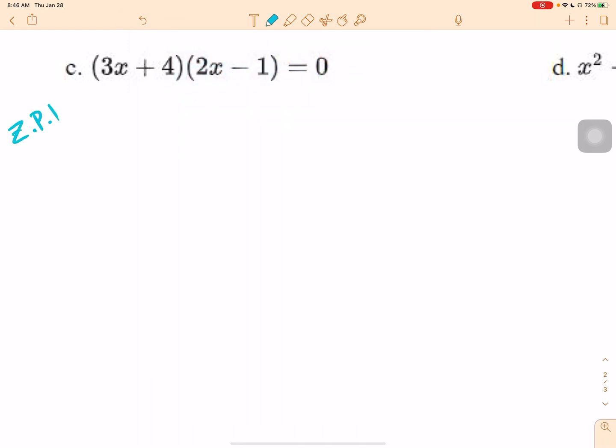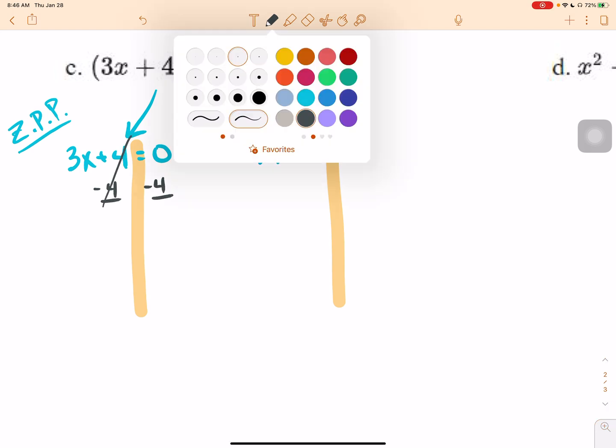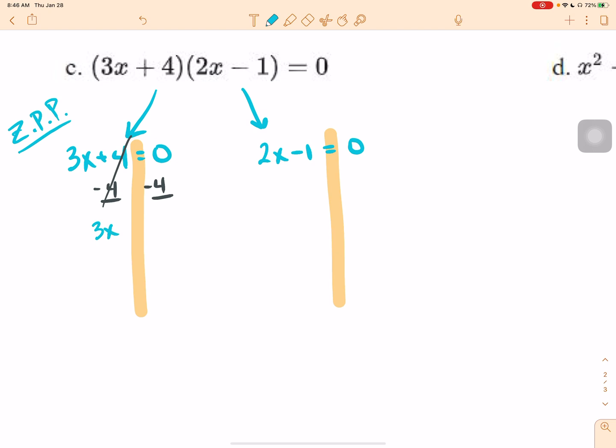Zero product property. You don't have to factor anything. You just have to split them up because they're already in their factored form. So we just set each one equal to 0, and now we can just solve for x. Okay. So here, my first step, I'm going to subtract 4 from both sides. And I have 3x equals negative 4. So I'm going to divide both sides by 3.